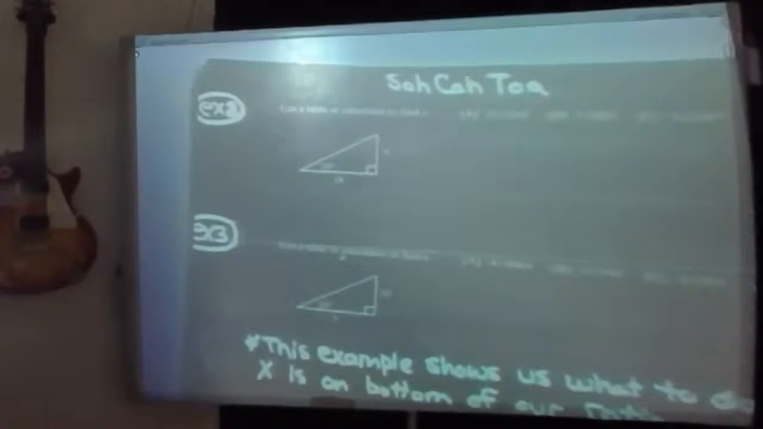Okay, go to the back side. We're going to look at a few different examples. We're going to use some sine and some tangent and some cosine. Hopefully we use all of them. I know we got some tangent in the near future.